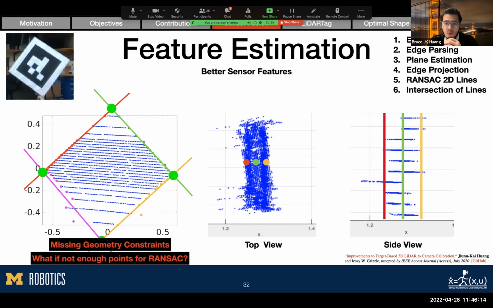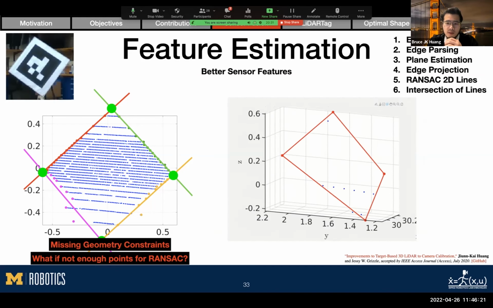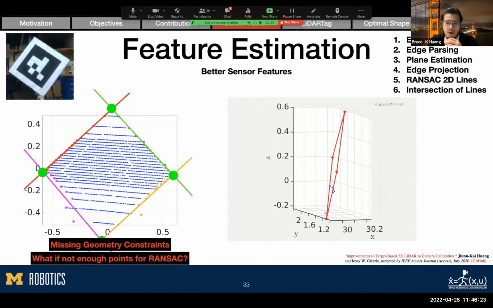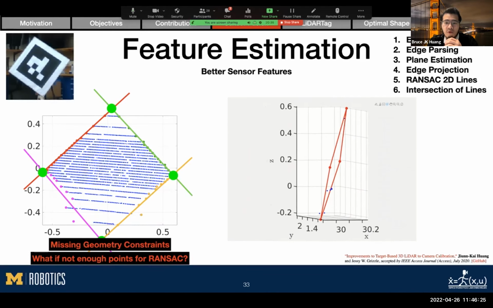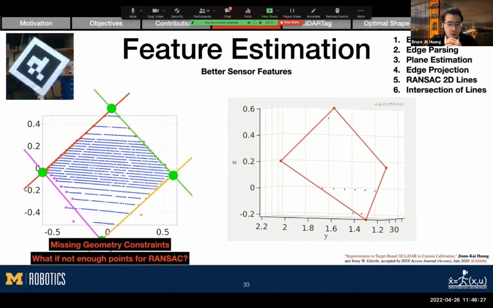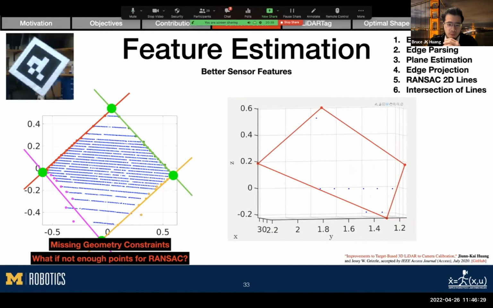Another question is, what if we don't have enough edge points to RANSAC a line? Like in this example on the right, there are only 9 points in total, and 5 of them are edge points. How can you do RANSAC for the top 2 edge lines?